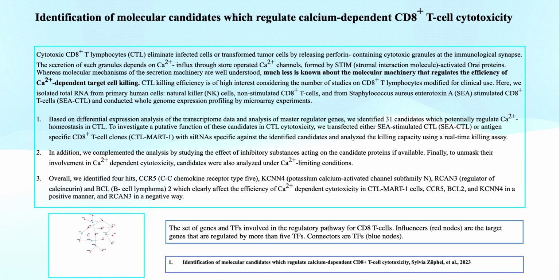One of the immune cells is CD8 T cells, which eliminate infected cells or transform tumor cells. And it is very important to know about the molecular machinery that regulates the efficiency of calcium-dependent target cell killing. Here in this paper, we have studied the role of connector nodes as candidates which regulate calcium-dependent CD8 T cell cytotoxicity.